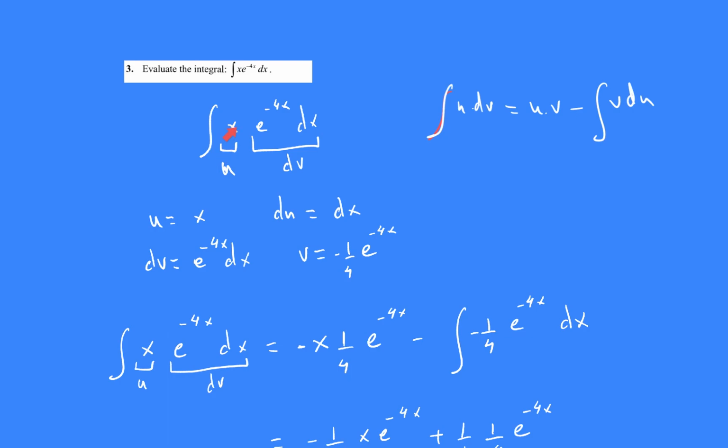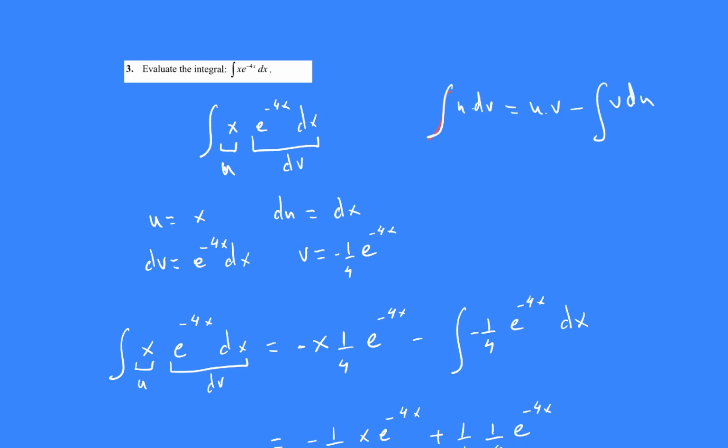So we choose u equal x and dv the rest of the expression. So u is x, dv is e to the minus 4x dx. Who is v? v is the function whose derivative will be e to the minus 4x, so it will be minus 1/4 e to the minus 4x. So this is v, and if u is x, du is dx.